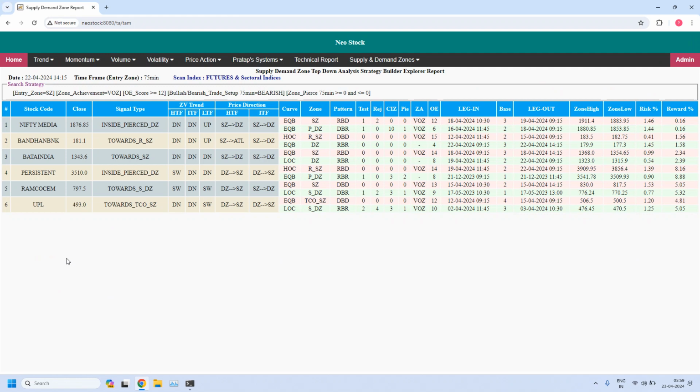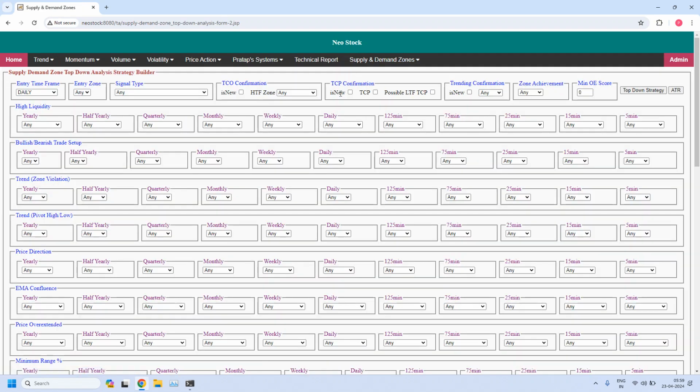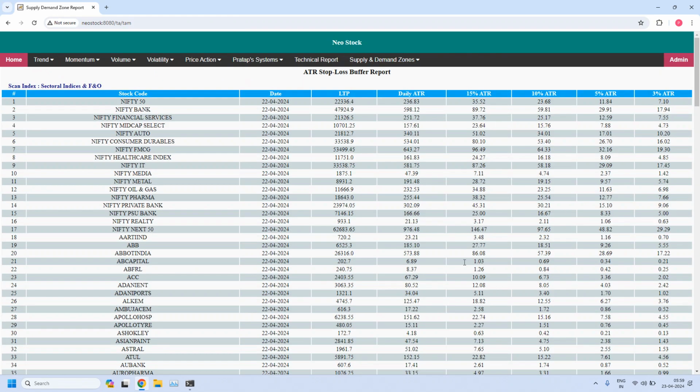And the last report, let us generate the stop buffers based on the daily ATR. So based on daily ATR, I am generating. So this is the daily ATR. For monthly income trade, you have to use 15% ATR. For weekly income trade, you have to use stop buffer as 10% ATR. And the first 17 in this list are indices, sectorial indices. Remaining all are equity stocks listed in the F&O segment.